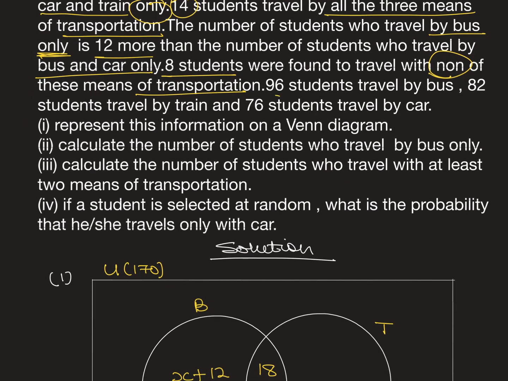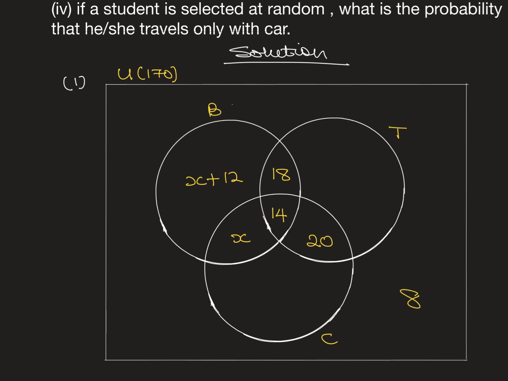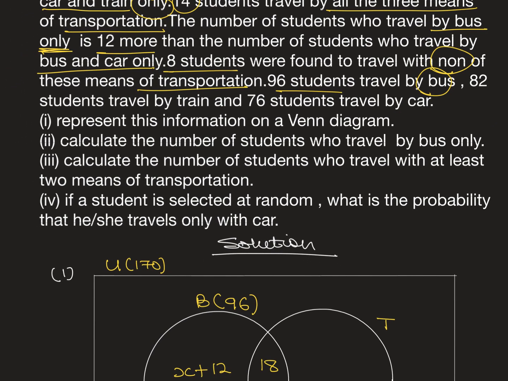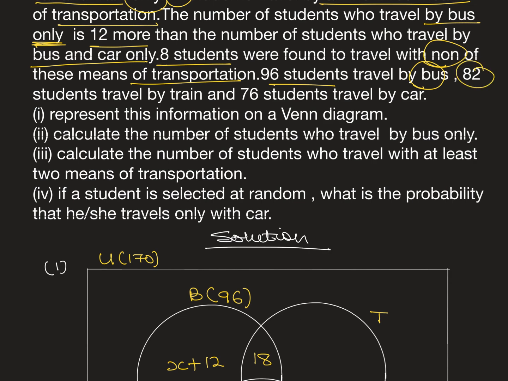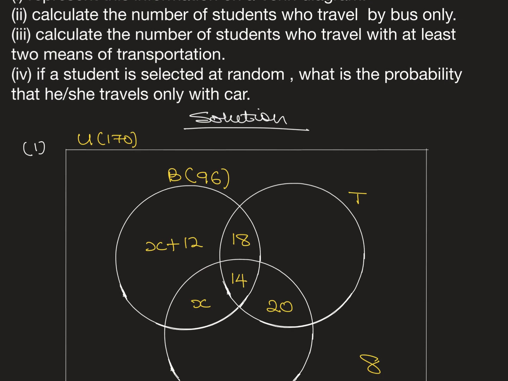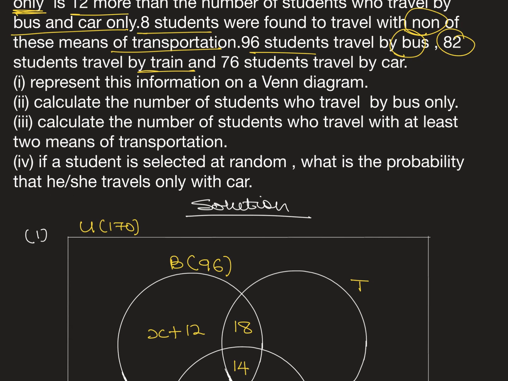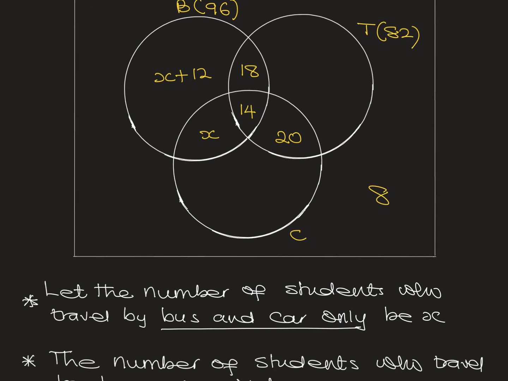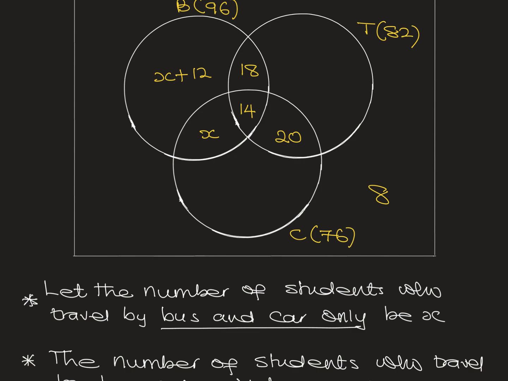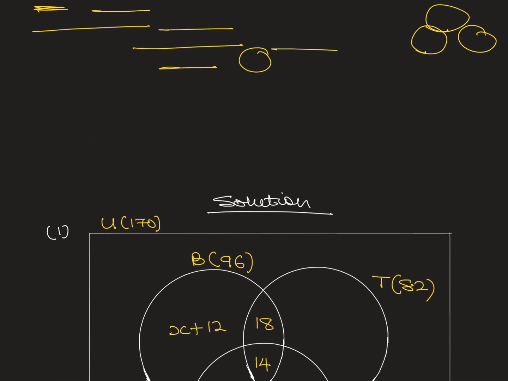It says 96 students travel by bus. So the total number of students traveling by bus is 96. "82 students travel by train." So the total number of students traveling by train is 82. And 76 students travel by car. So 76 students were traveling by car.